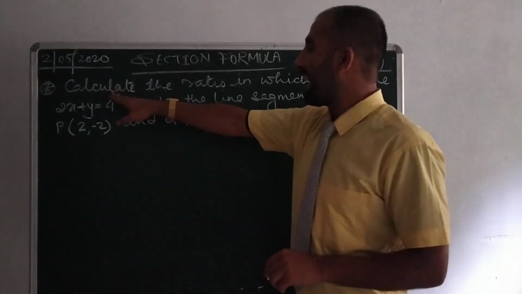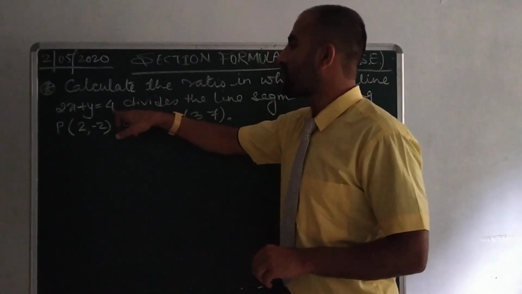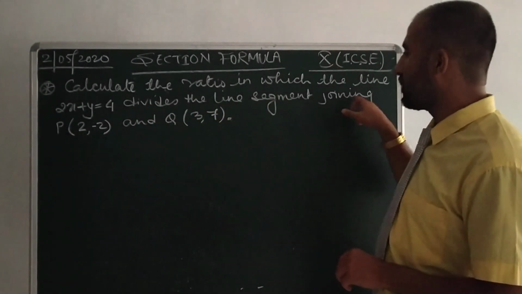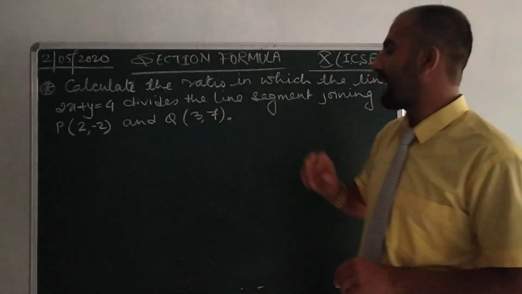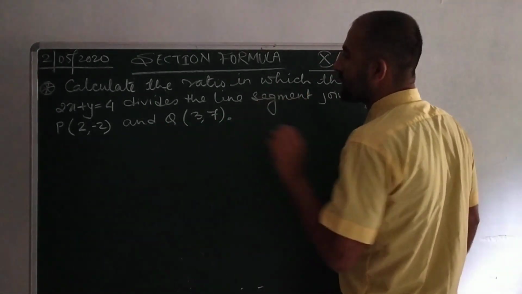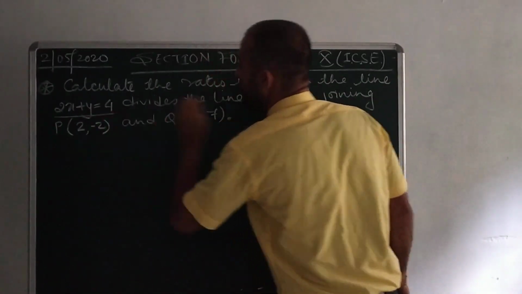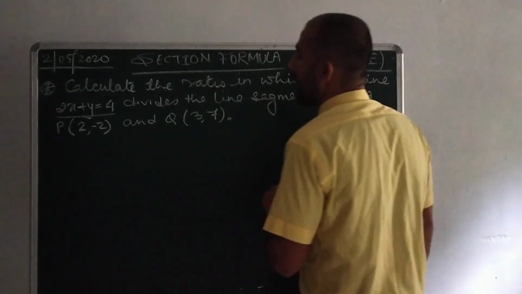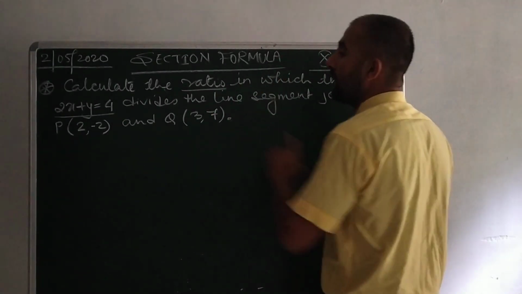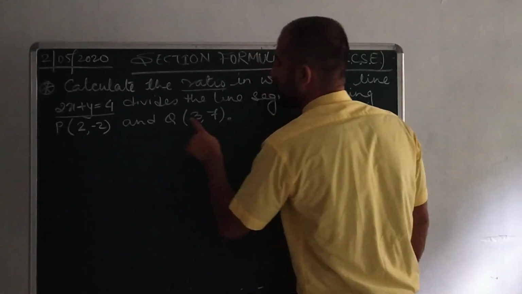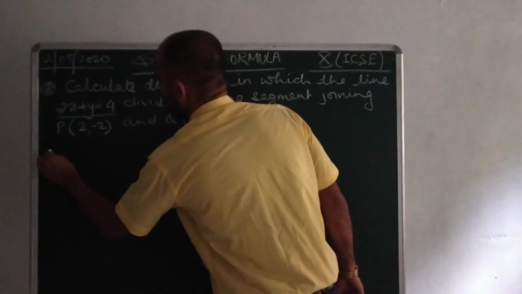See here. Calculate the ratio in which the line 2x plus y equals 4 divides the line segment joining P (2, -2) and Q (3, 7). That means we are not given any x-axis, any y-axis, but we are given this line. Now we have to find out in which ratio this line divides the join of these two. So what we are going to do? Let's see.